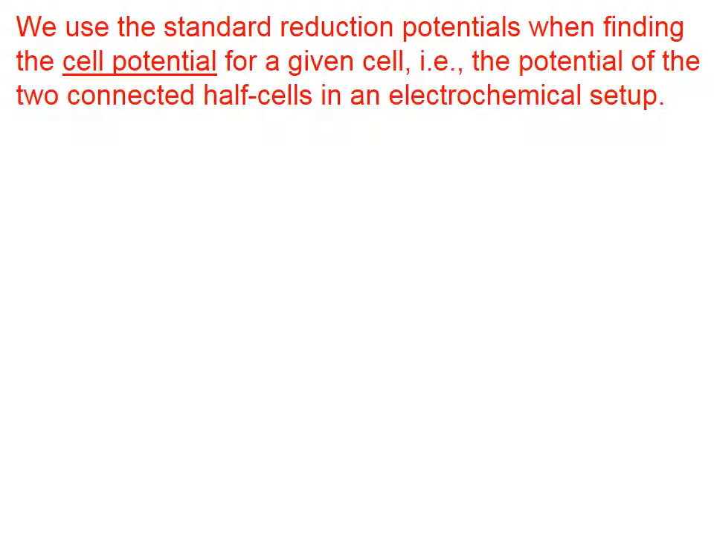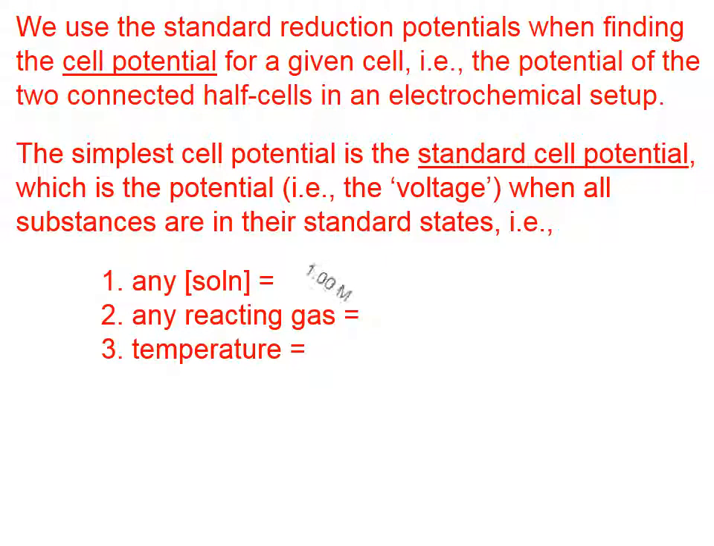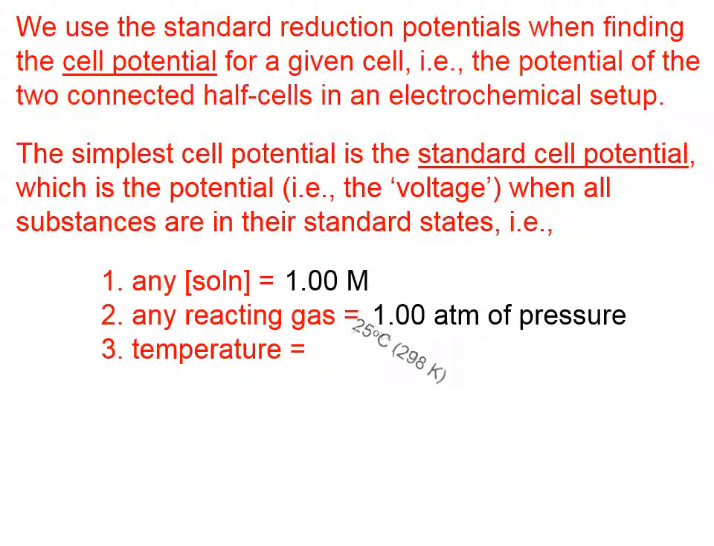We use the standard reduction potentials when finding the cell potential for a given cell. That is, the potential of the two connected half cells in an electrochemical setup. The simplest cell potential is the standard cell potential, which is the potential, that is the voltage, when all substances are in their standard states, namely any solution concentration being 1 molar, any reacting gas being at 1 atmosphere of pressure, and the temperature being 25 degrees Celsius or 298 Kelvin.